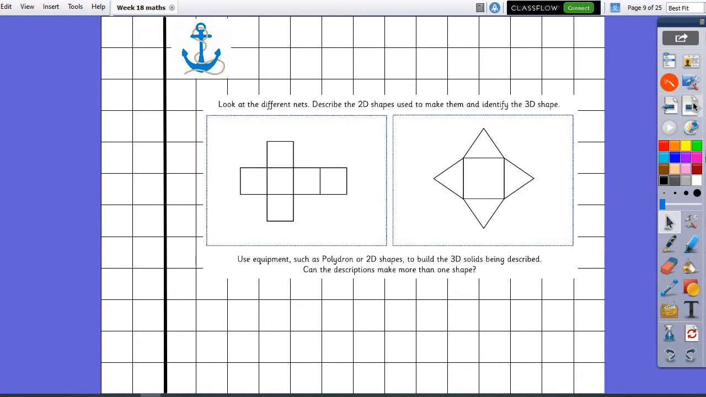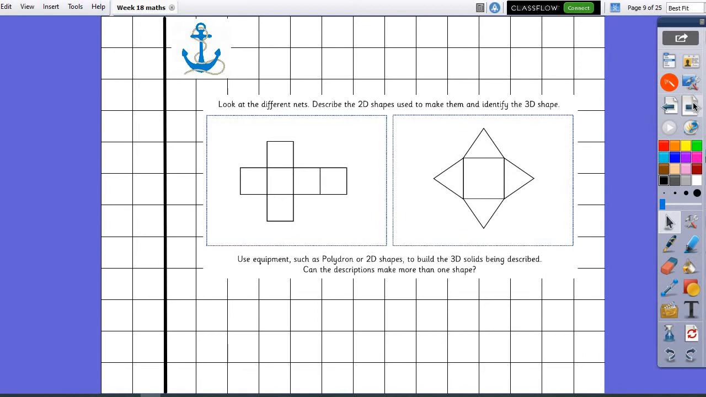So pause the video, have a think what you know a net is. We have done this topic earlier in the year, so hopefully you all know what a net of a shape is. Okay, so hopefully you've discussed that a net is basically a 3D shape that's unfolded, okay? And it's showing all the shapes, the 2D shapes, that make that 3D shape, okay? So all 3D shapes are made up of 2D shapes, okay?